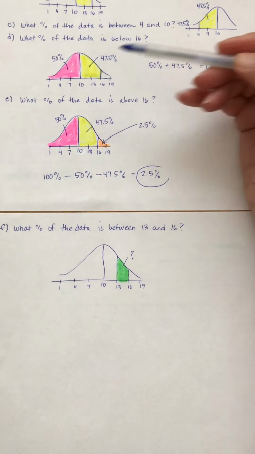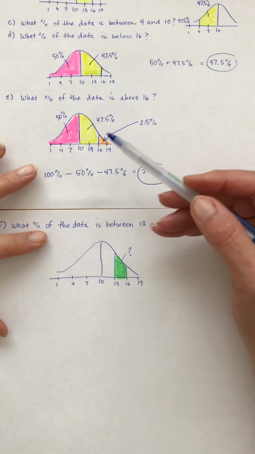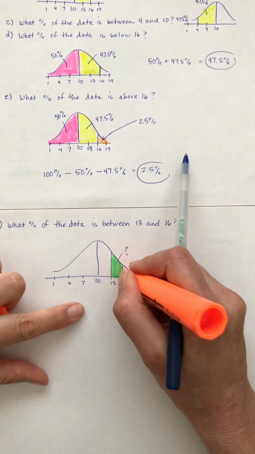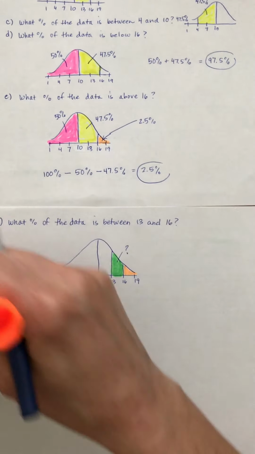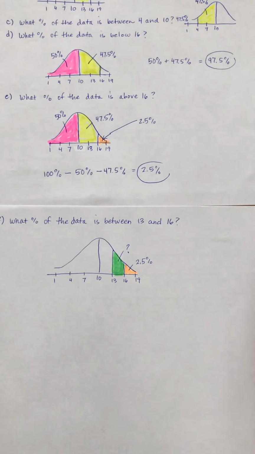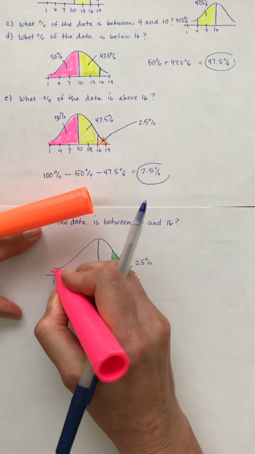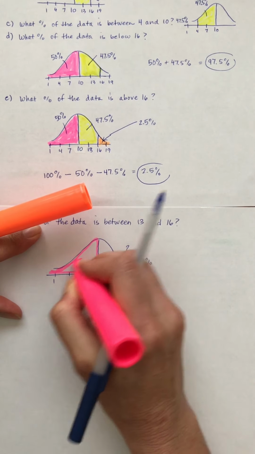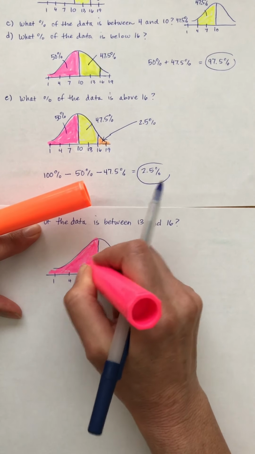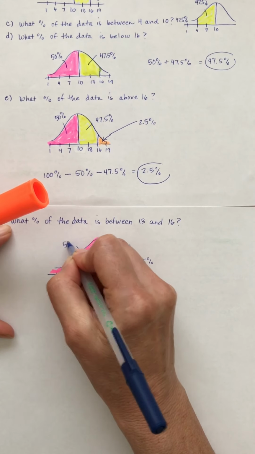There are just so many different ways to do this. Let's do it this way, I think this is the easiest way. We know that above 16 is this orange part, which we figured out is 2.5%. Now do we know what this part is, shaded in our pink? That's half of the whole picture, isn't it? So we know that that's 50%.